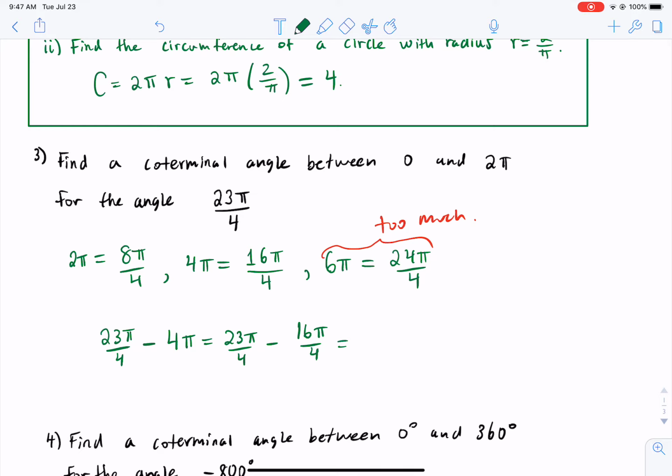7 pi over 4, and that will be my answer. If I take another 2 pi, I'm going to have a negative pi over 4, and that's not good. So the answer will be just this part right here.